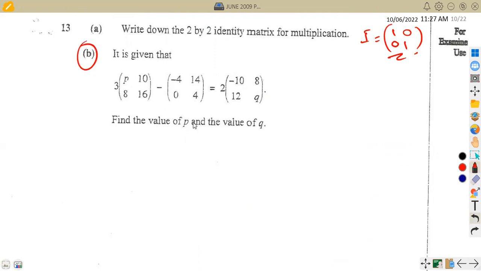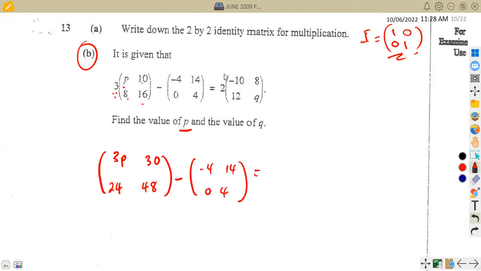Then the B part, we're given in those matrices, find the value of Q. So actually, guys, you want to find the value of P and Q. You can expand your matrices. Yes, it's fine. Or you can just work with where there is P direct. Okay, honestly, let us do the longer way because most of us, that's what we are used to. So you can multiply 3 by P because 3 is a scalar. So it's going to be 3P, 3 times 10, which is 30, 3 times 8, which is 24, 3 times 16, which is 48, minus, we've got minus 4, 14, 0, 4.